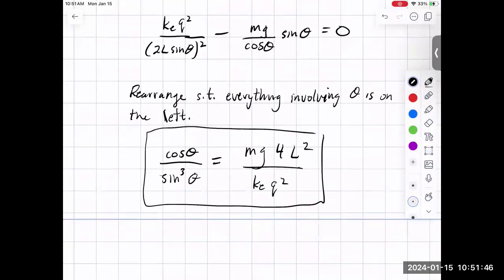What we'll do next time is see if we can make this look a little bit nicer. But if you knew the mass and the length and the charge, you can put all those numbers in and get a numerical quantity on the right. And then you can just try different values of theta until you have left side equal to right side, and you could find that angle. But we'll work on this a little bit more Wednesday. Thank you.